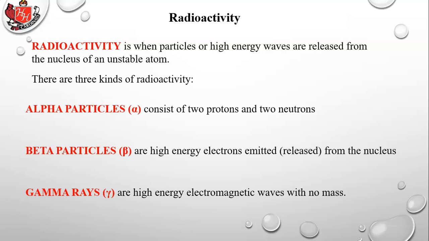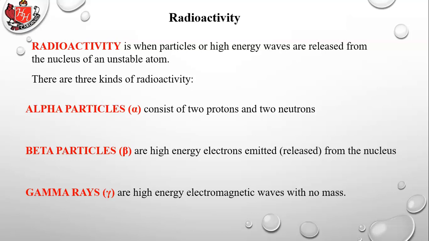Then there's beta particles, and they're high energy electrons emitted, that means released, from the nucleus. So basically it's an electron being fired out from the nucleus. Now you may say, wait a minute, electrons are not in the nucleus. Well, there's a way that the nucleus can produce them, and we're going to see how that is. And then finally there's gamma rays.